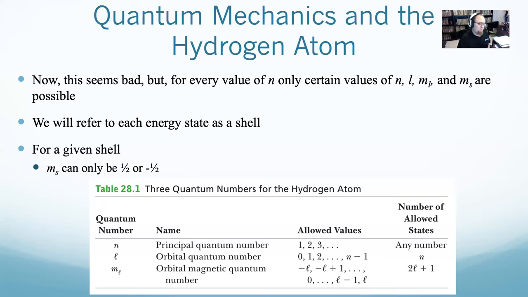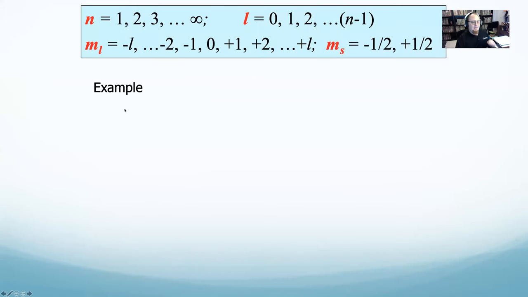So let me give you an example. Let's say I have an electron and I say it's in the first energy level. That will be the shell. If it's in the first energy level, its shell will be N equals 1. Now, for the first energy shell level, we can talk about what the values for L, M sub L, and M sub S can be.